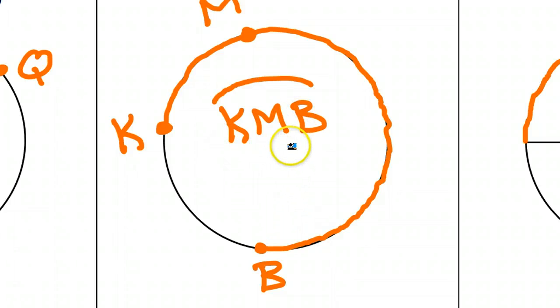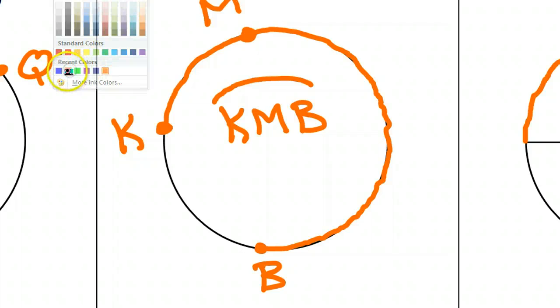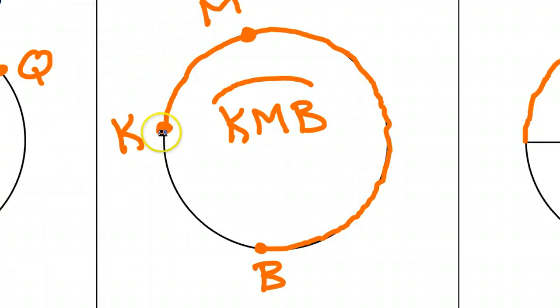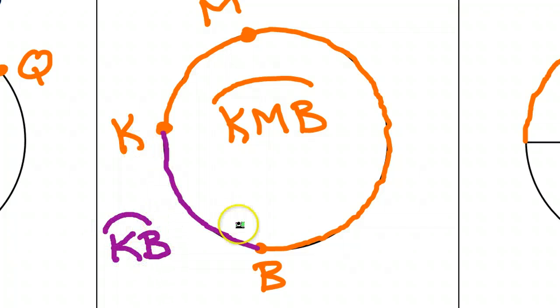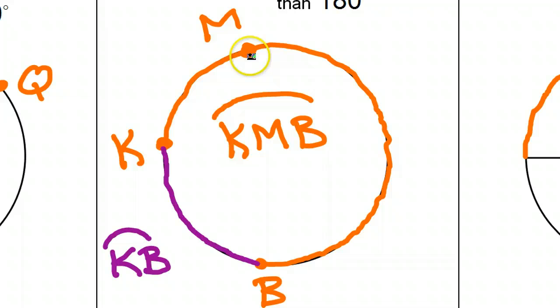So arc KMB. If I just say arc KB, why can't I just call this arc KB? What do you think? Well, maybe you thought about the fact that if I just say arc KB, that would mean the minor arc from K to B. So this right here would be arc KB, a minor arc. If I want to go the long way around, I have to force it to go the long way around by mentioning a third letter.